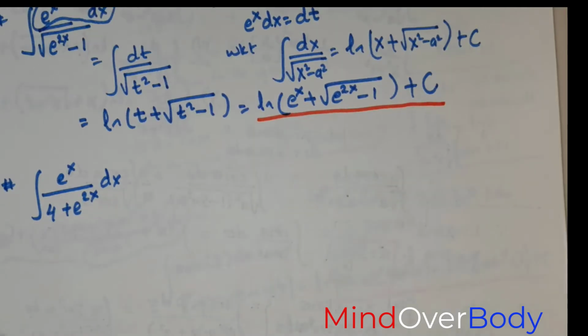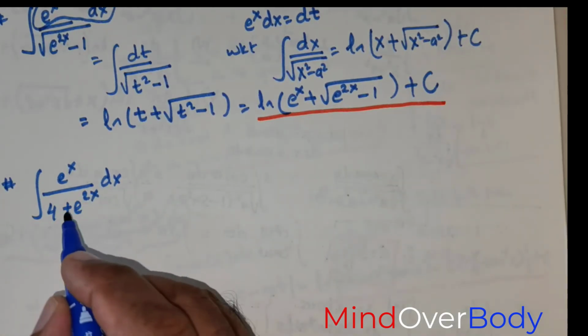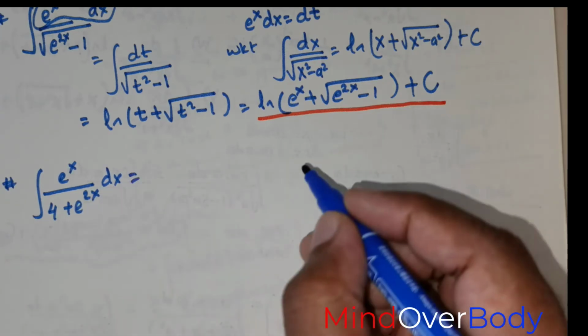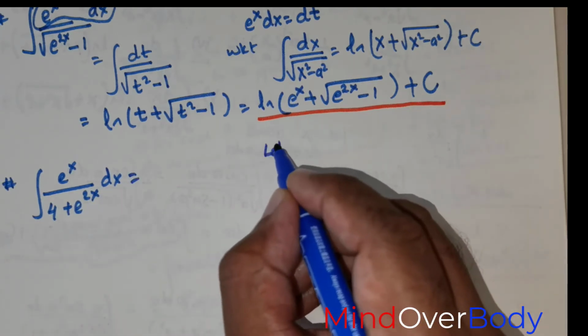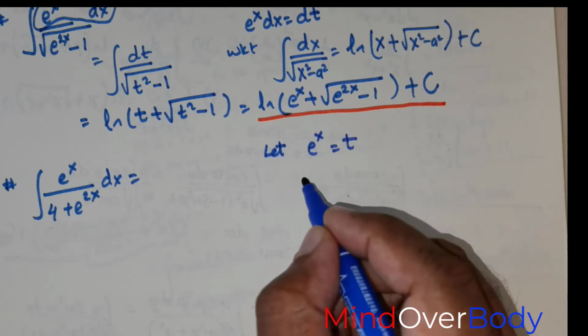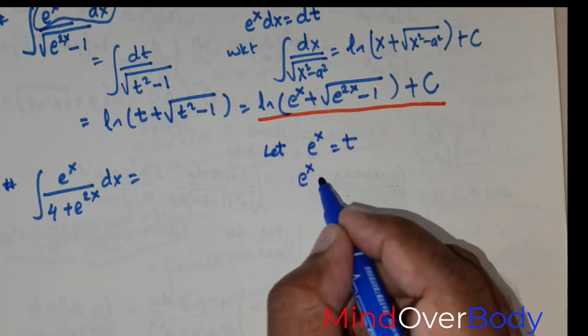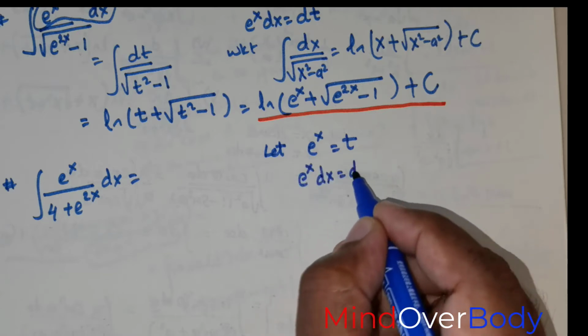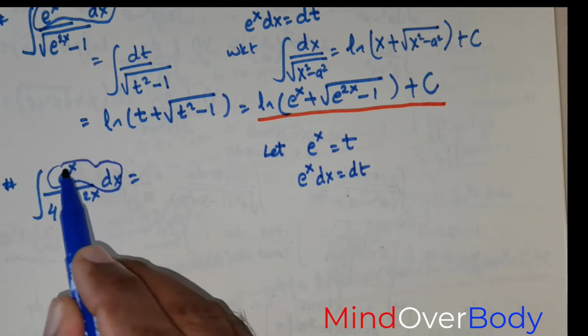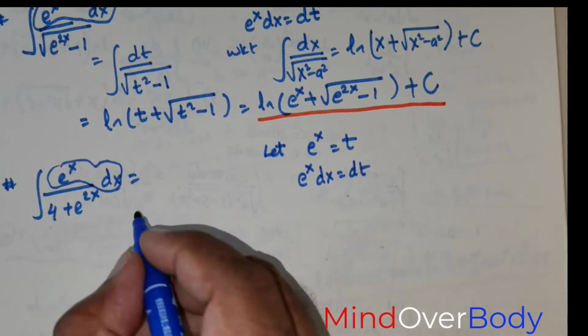Students, we are given this question, integral e raised to the power of x over 4 positive e raised to the power of 2x times dx. We are supposed to integrate this. So I will make the substitution. Let e raised to the power of x be equal to t. Differentiating both sides, I will get e raised to the power of x times dx is equal to dt. So clearly e raised to the power of x times dx can be substituted with dt.